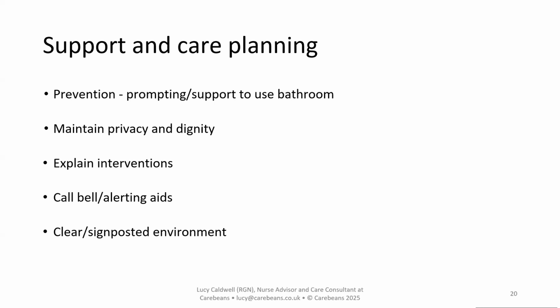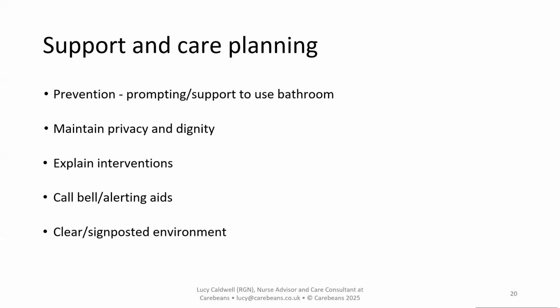So it's important to explain any interventions that you're doing. Call bells and alerting aids. So in the residential setting, for example, it's about ensuring that the call bell and other alerting aids are within reach of that person and that they know how to use them. So they can easily ask for help if they need it or support going to the toilet.